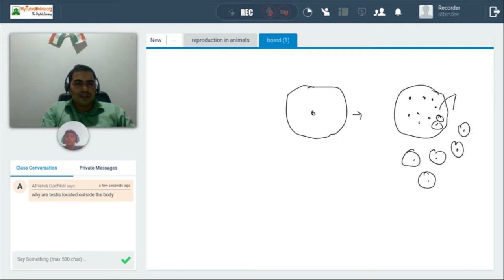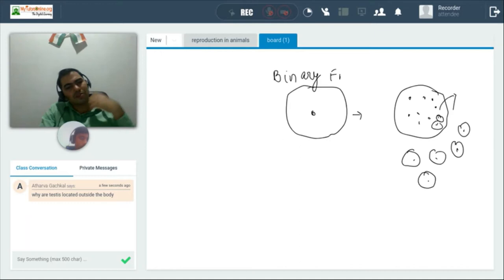I wrote a question in the chat box. Because our body temperature is higher and sperm formation needs lower temperatures. That's why the testes are outside the body, so that they can be kept at a lower temperature than the body temperature, so that sperm formation happens at a suitable rate.